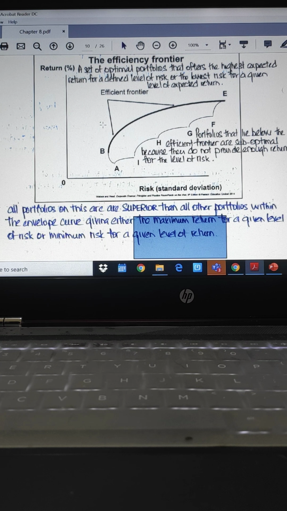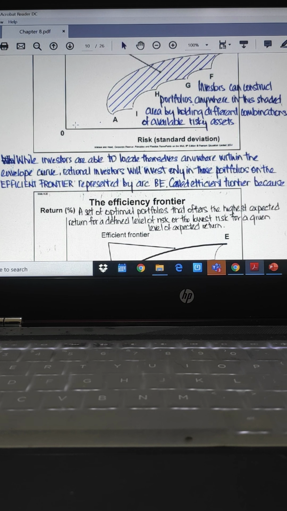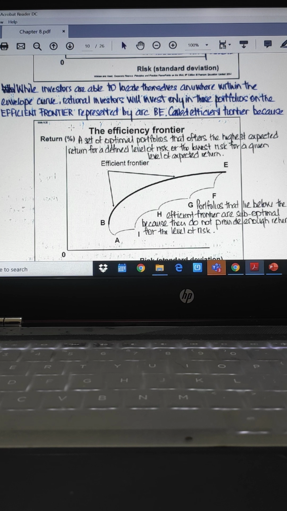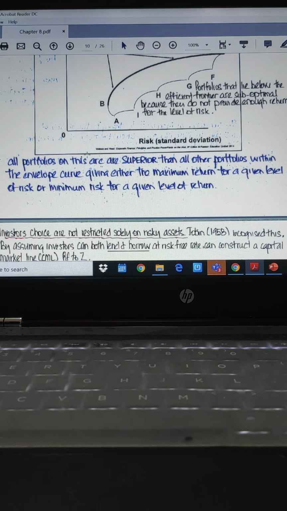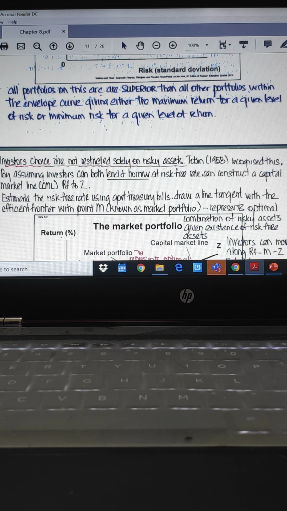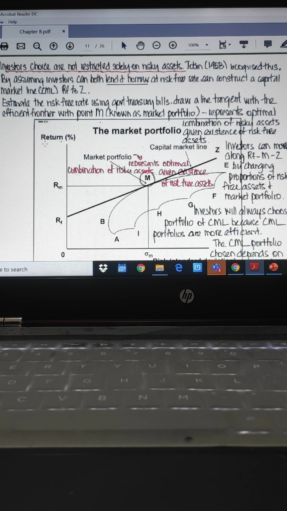That is the crux of Markowitz portfolio theory. Please read the textbook for further details and understanding. Moving down the slide. However, Markowitz had a problem because he did not include risk-free assets in the portfolio.